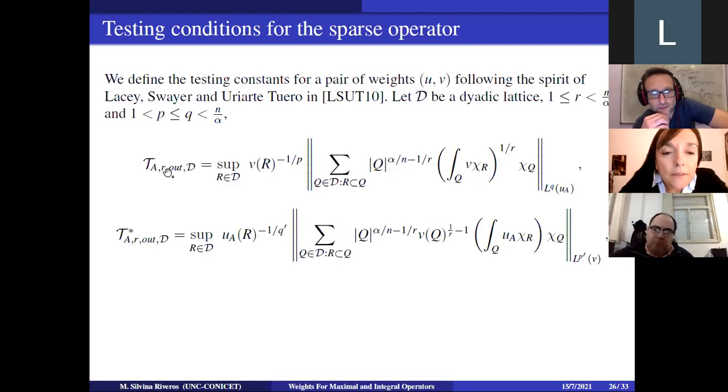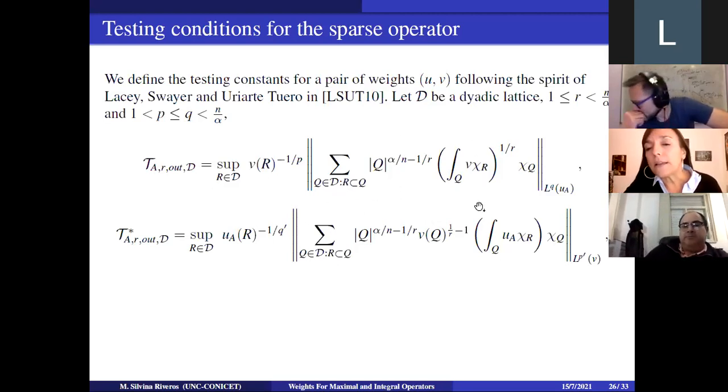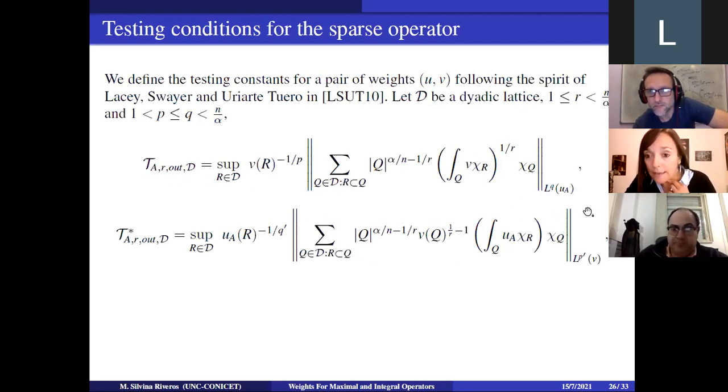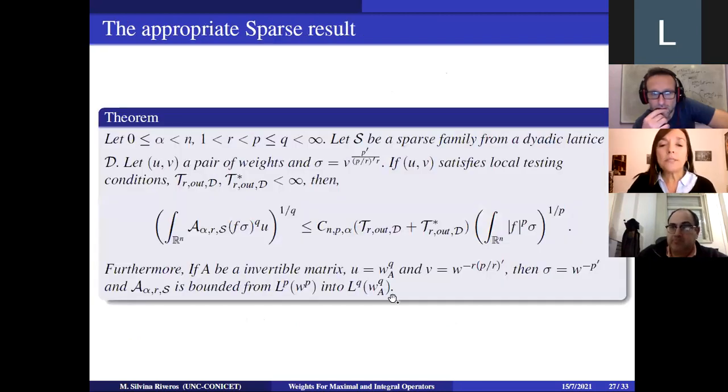Observe that here appears the word "out", and it is because you have the dyadic lattice, you take a cube R, and here you take the sum over all the cubes that contain the cube R, and then you take the supremum over all the cubes R in D, and this star is the conjugated one. And here we also put the matrix A. Observe where the matrix appears. And in the case that we take the matrix A equal to the identity, we write it without the matrix. So the first result for the sparse operator is the following.